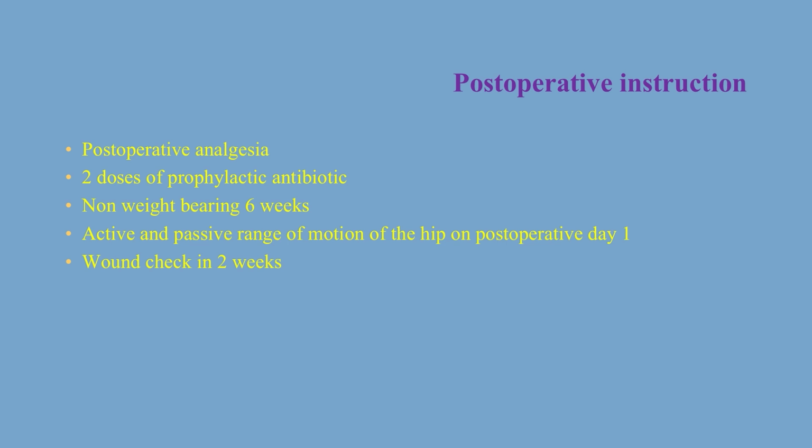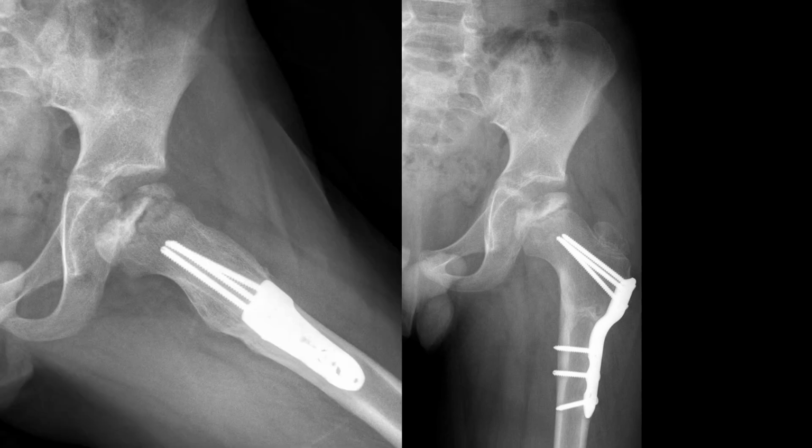Postoperatively, the patient will have postoperative analgesia, usually opioid, 2 doses of prophylactic antibiotics, and he will be non-weight bearing for 6 weeks. Physiotherapy will start immediately after surgery with active and passive range of motion, and the patient will come to clinic in 2 weeks time for wound checkup. These are the last x-rays he had, and he's almost in stage 3B, and seems to be heading toward Stulberg type A, maybe B.